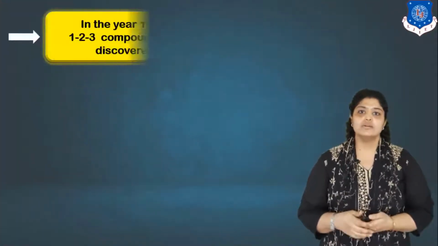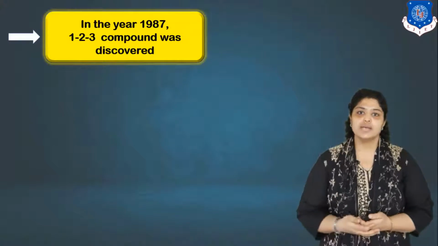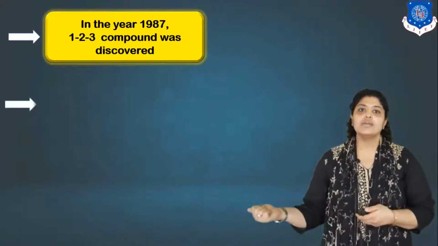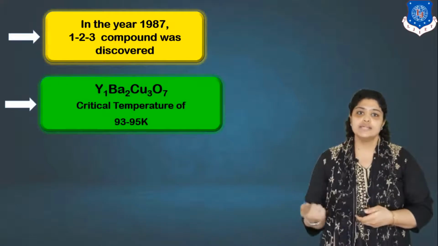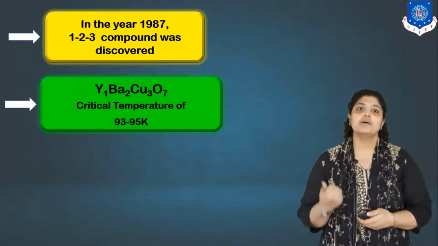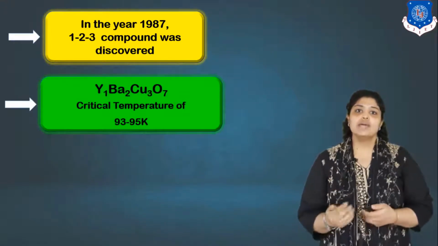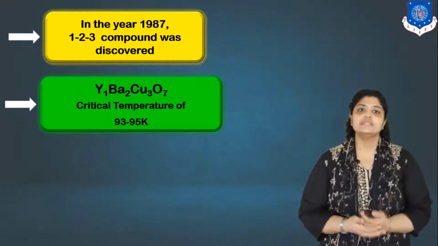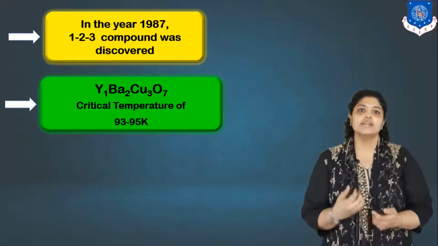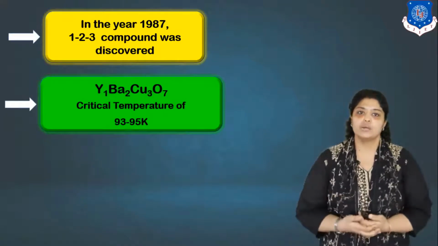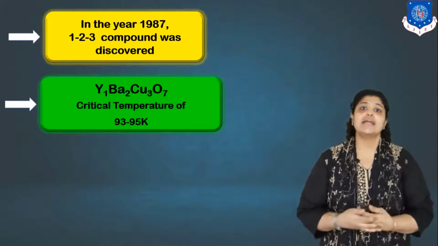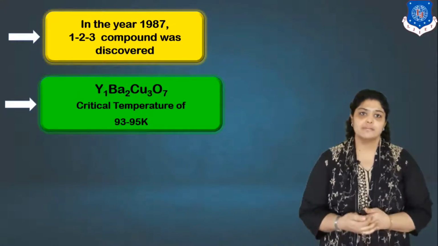In the same year, another compound was discovered, which is commonly known as a 1,2,3 compound. Why is it known as a 1,2,3 compound? Because it is an alloy which consists of yttrium, barium, copper, oxygen. So it has the composition Y1Ba2Cu3O7. So basically it is a cuprate. You can say it's a ceramic compound which recorded the highest ever temperature around 93 to 95 Kelvin.